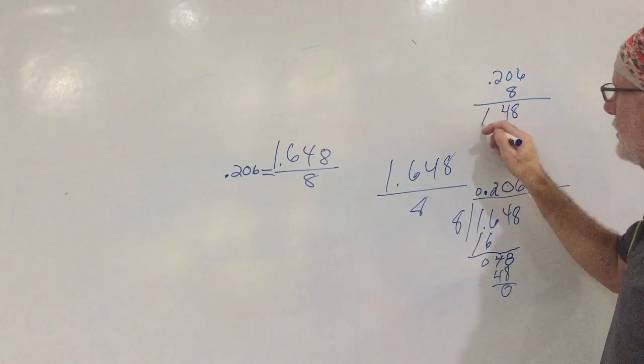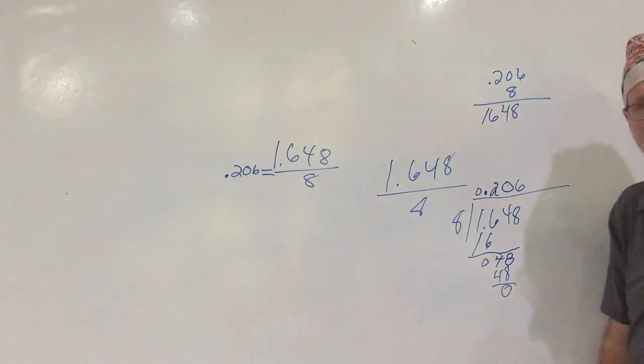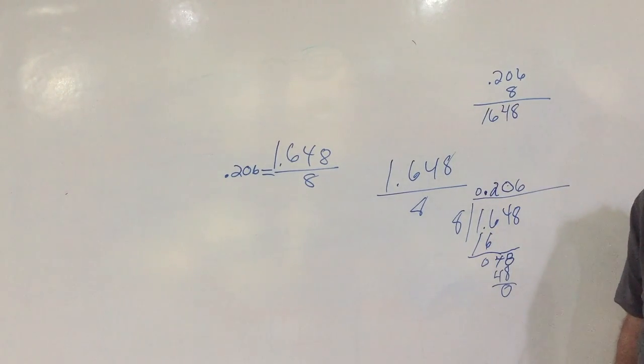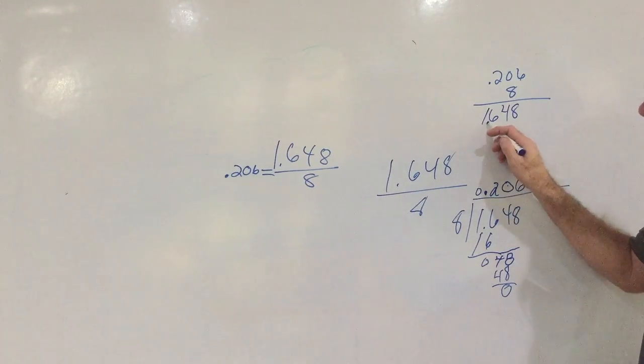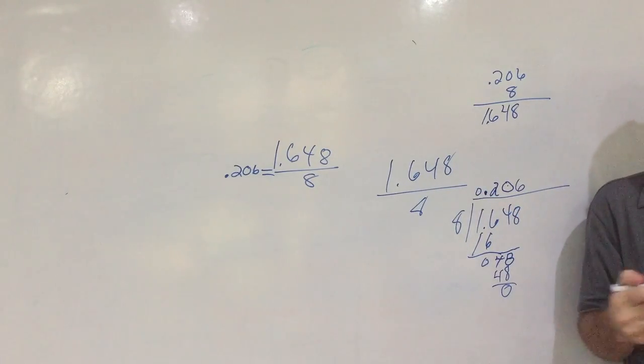Where do I put the decimal? How many decimal places do I have? 3. And where do I put it? Between 1 and 6. Is that what I had? Yeah. Easy stuff, right?